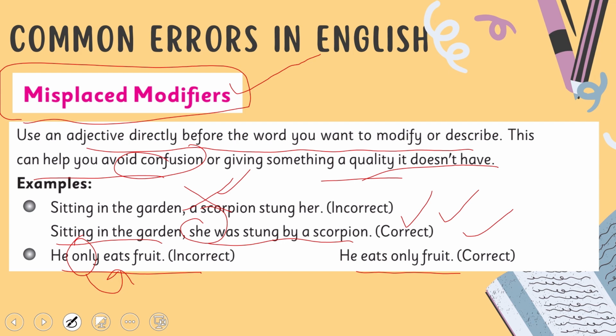He only eats fruit. Uh-uh. He eats only fruit. That's the right way. Only will come after eats. Subject, verb, then your modifier, and then your object. That's the way.